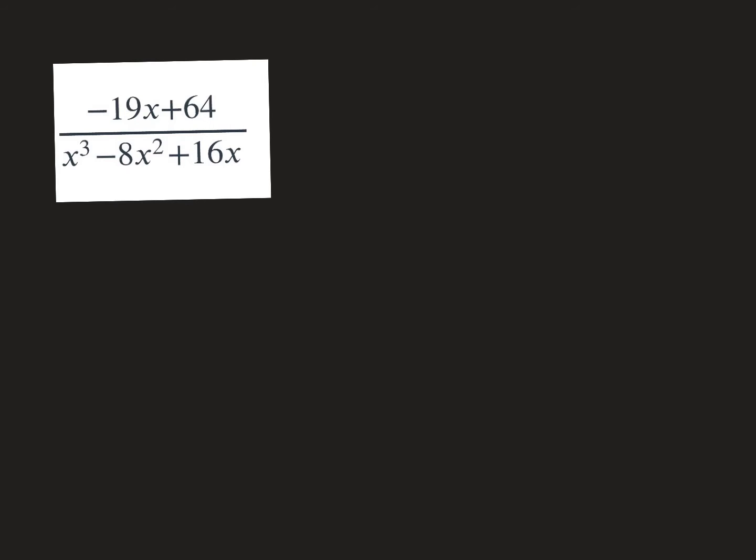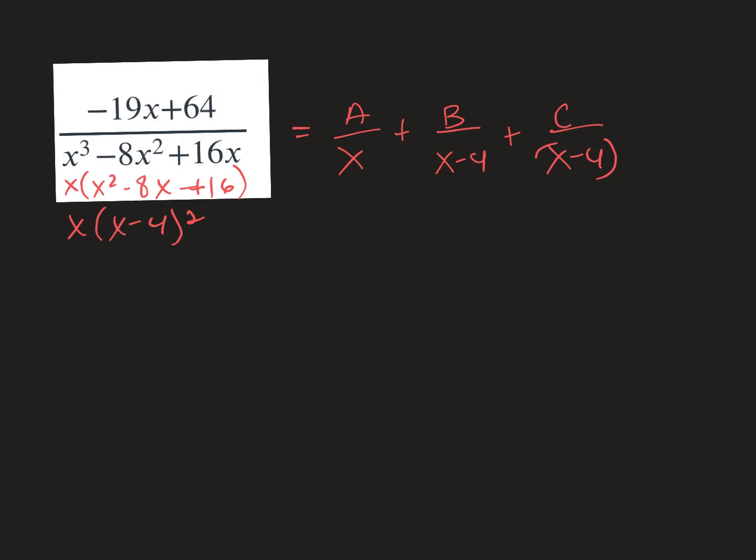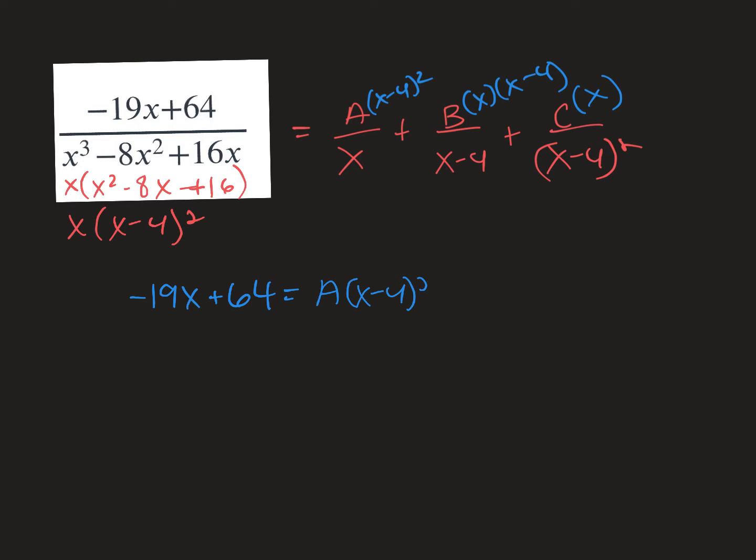So it starts the same way. I would factor. It's a plus 16 there. Okay. I would get A over X plus B over X minus 4 plus C over X minus 4 squared. All of this is the same: X minus 4 squared, X minus 4, and X. Rewrite the numerators. This time I'm not going to distribute like we did with the very beginning ones that didn't have a repeated factor.